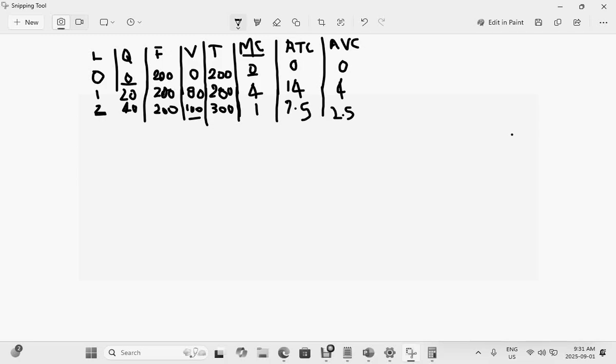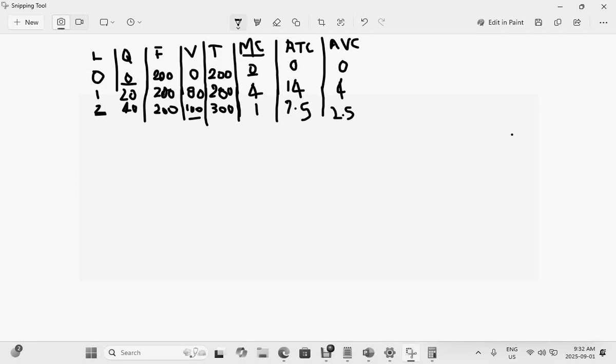Your ATC, 0, 14, 7.5. And again, this has to do with, for example, 280 total cost divided by 20 units. This will give you 14 for your ATC. And your variable will be 80 divided by 20 units, so 4 altogether. And that's how you figure that one out.